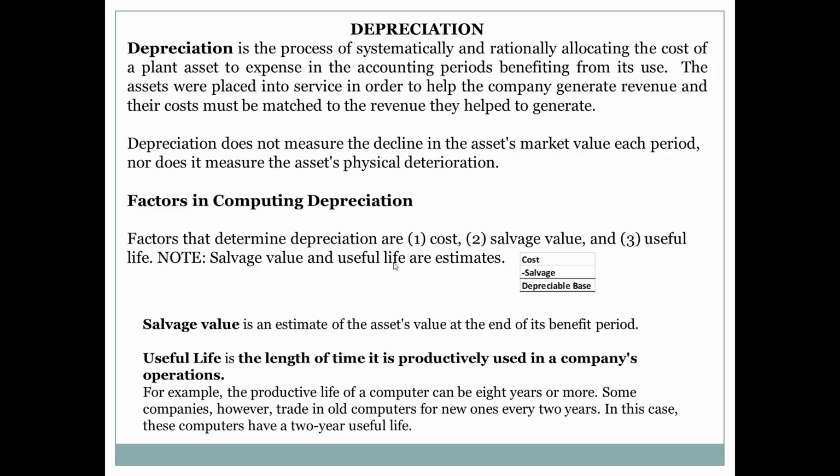Let's look at the factors we will need to consider in computing depreciation. First, we want to look at the cost. Secondly, we want to look at the salvage value. And third, we want to look at the useful life. Note, salvage value and useful life are estimates.